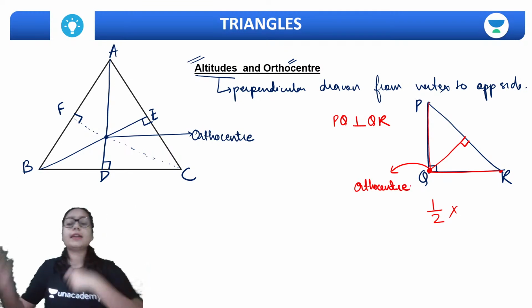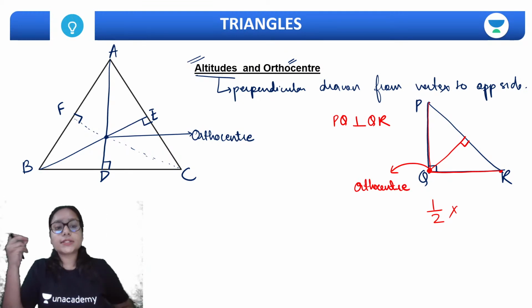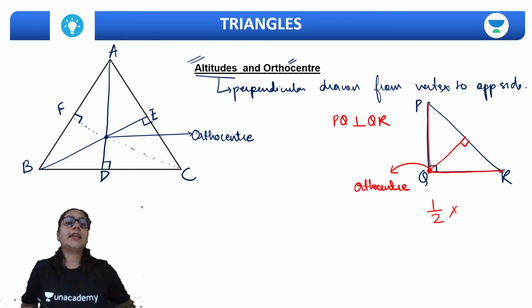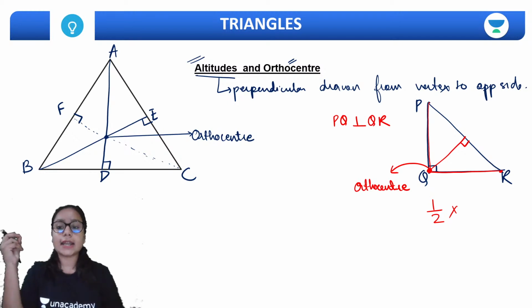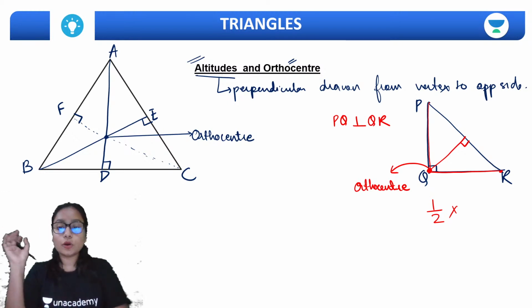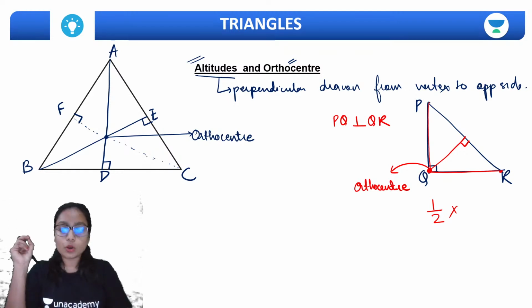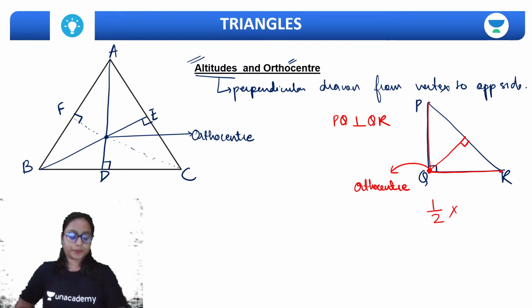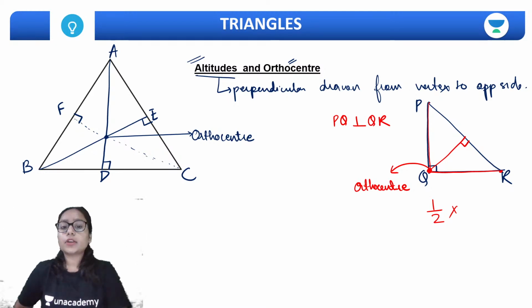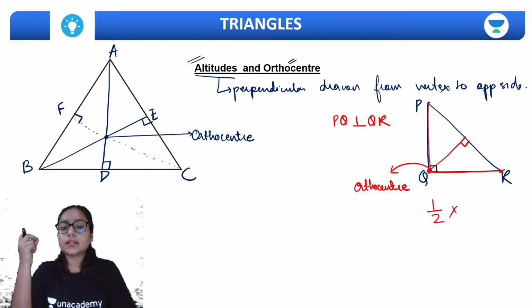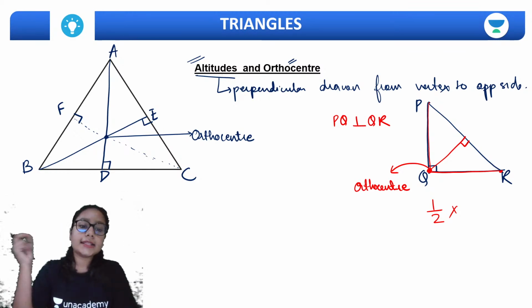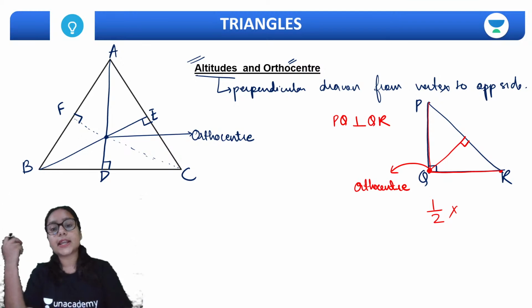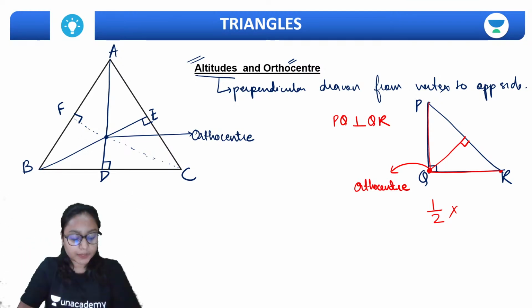Okay. So in a right angle triangle, the orthocenter is at the vertex of the right angle. In a right angle triangle, the orthocenter lies at the vertex of the right angle. I hope this statement is absolutely clear to all of you. Now please tell me, what is the location of the orthocenter in an acute angle triangle? Think about it. In an acute angle triangle, will the orthocenter lie inside the triangle or outside the triangle? Draw the figure on your paper and tell me.